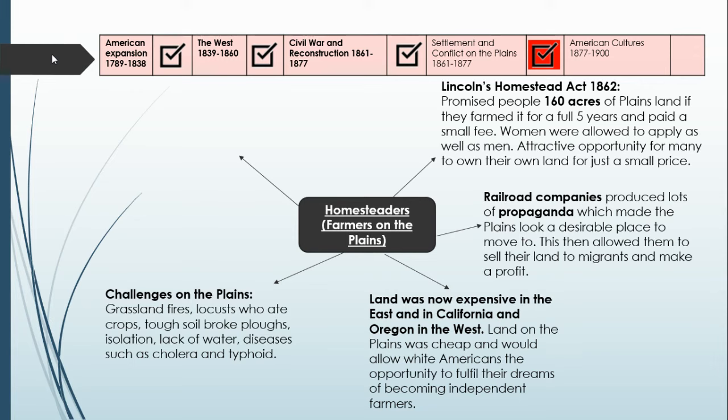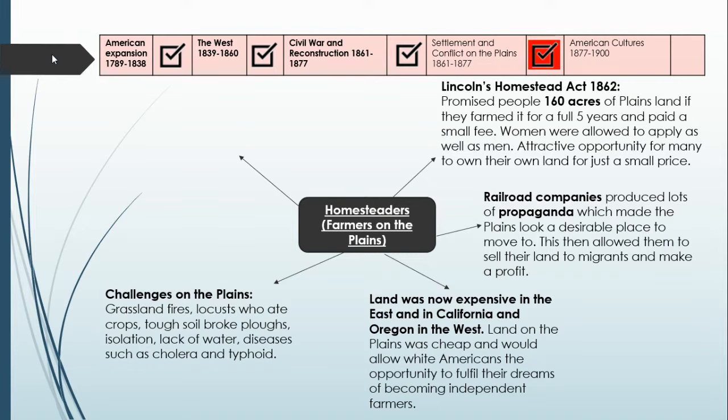Challenges on the plains. This is something that the homesteaders didn't foresee. The railroad companies made it look like a great place to be, but actually there were lots and lots of problems. We had grassland fires in the extreme heat in the summer, and locusts who ate crops. The soil was extremely tough, so it was difficult to farm. It also broke the ploughs, which weren't strong enough to break up the soil.